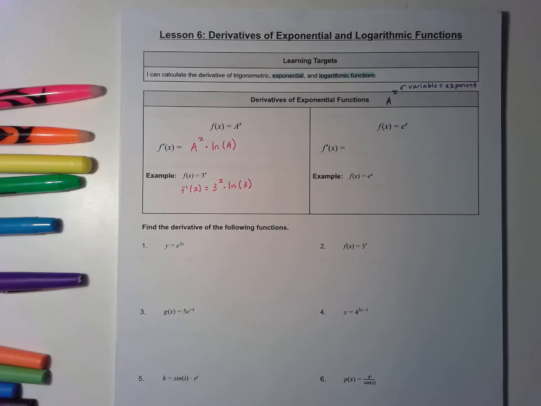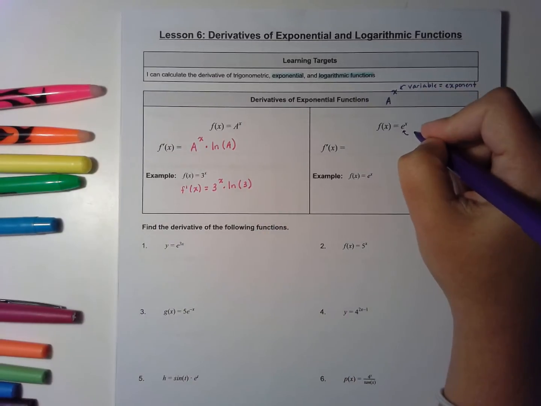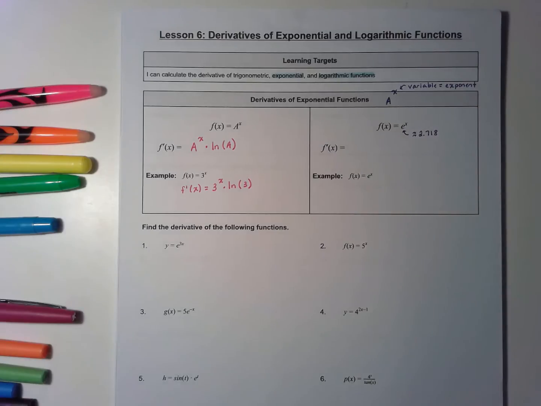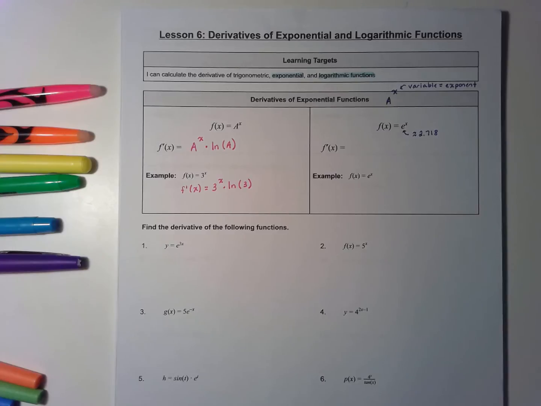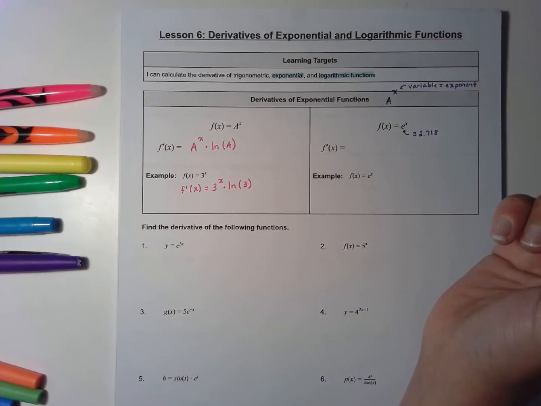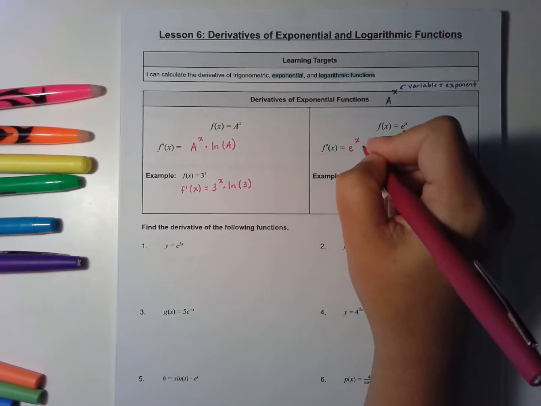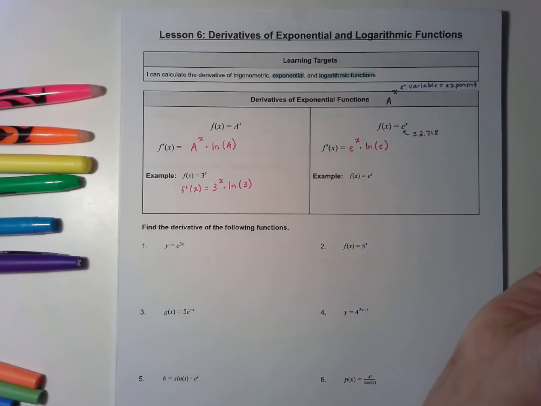Now, a special case of this comes up when our base is e. As a reminder, e is just a number. It's approximately 2.718, and that's Euler's number. That's the natural number that occurs in nature. When we take the derivative here, we apply the same rule that we used before. Because e just represents a number, our derivative would be e to the x, the original function, times the natural log of the base, which in this case is e.